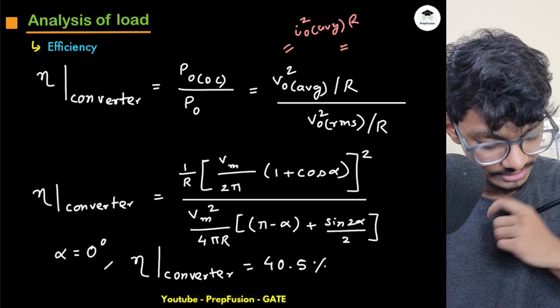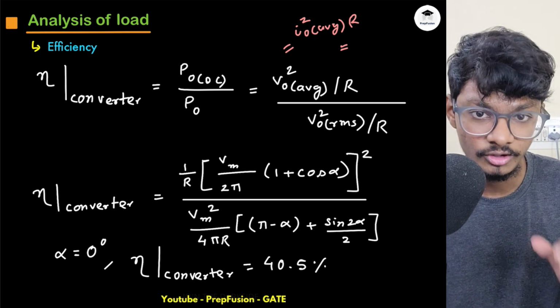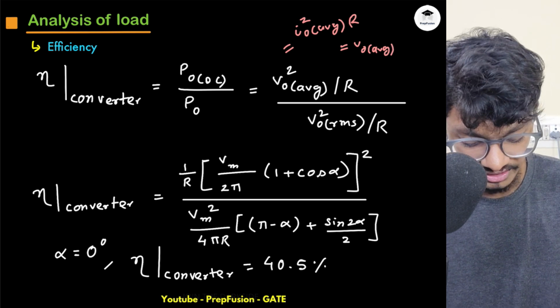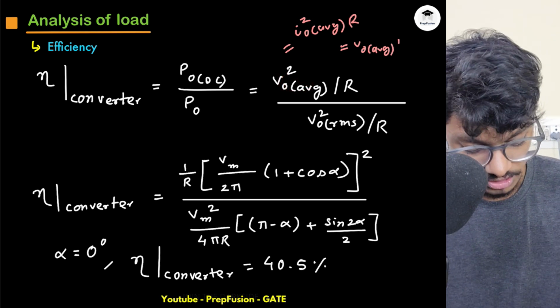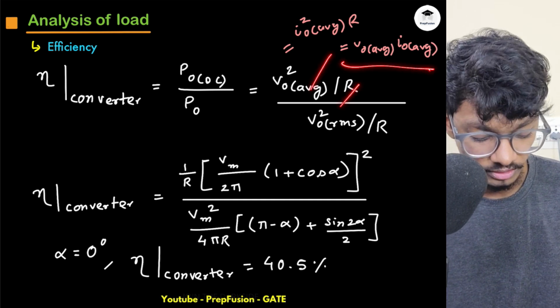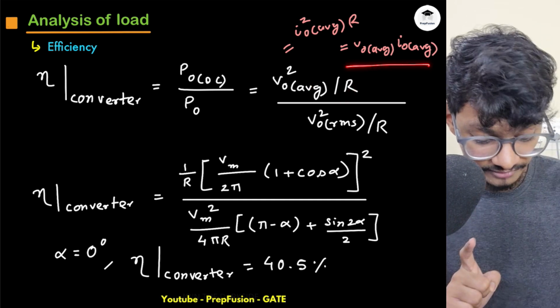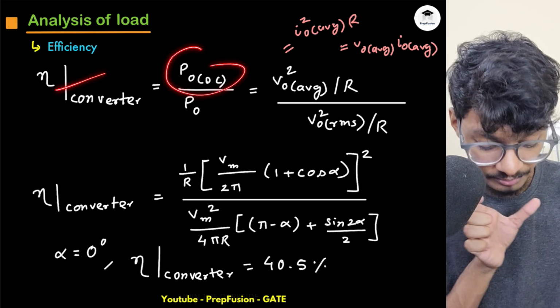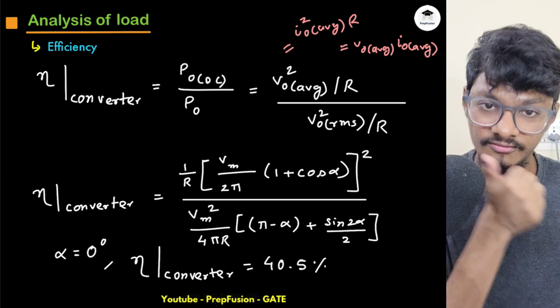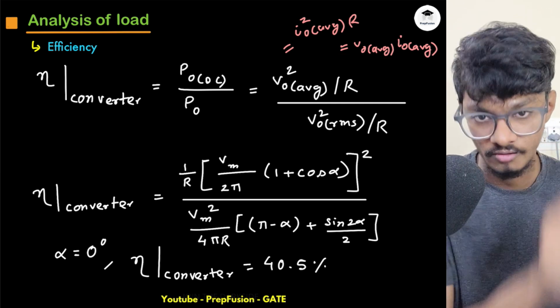Or how else can I write it? So what is VO average? VO average is IO average into R. So I will take one VO average as it is, and the other VO average I will write as IO average into R. If I write IO average into R, the R and R will get cancelled, only this one will remain. As promised, I derived that for a DC load, the power dissipated in DC will be VO average into IO average always.